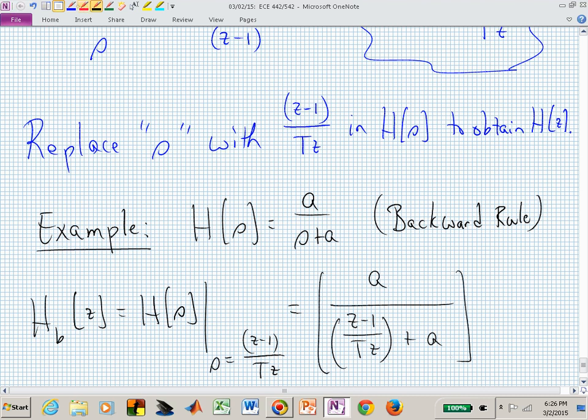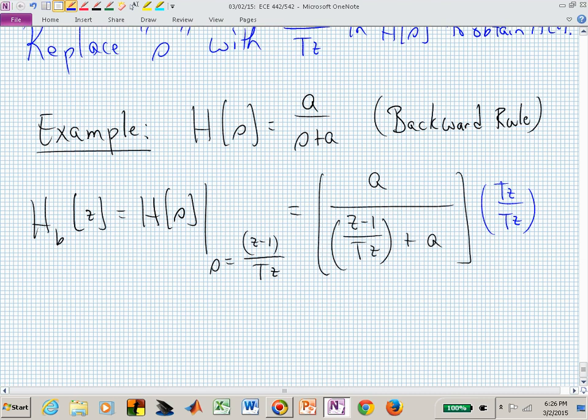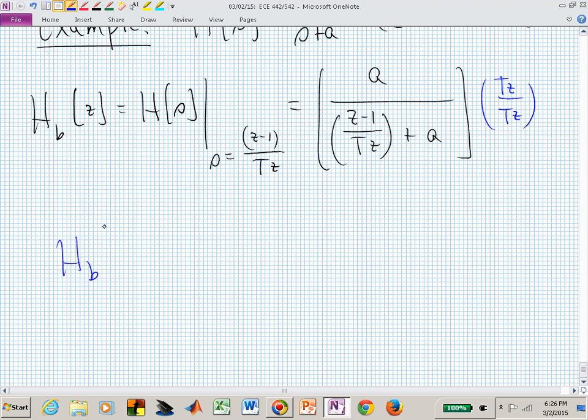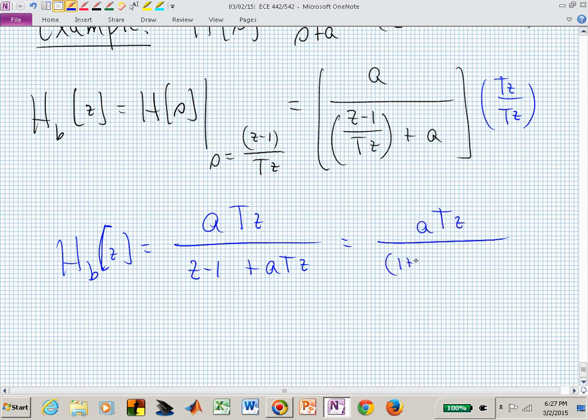That may look a little bit messy, but we can clean it up again by multiplying everything by capital T little z, so that now our backward rule numerical integration approach for approximating this low-pass filter becomes ATz over z minus 1 plus ATz. Or that's ATz times 1 over z minus 1 plus ATz.